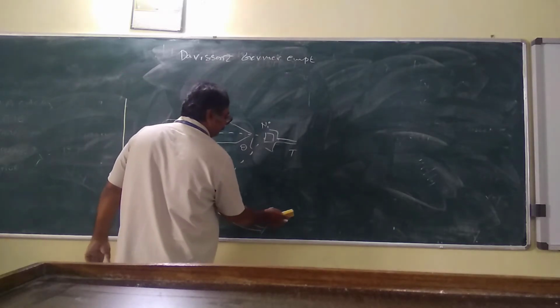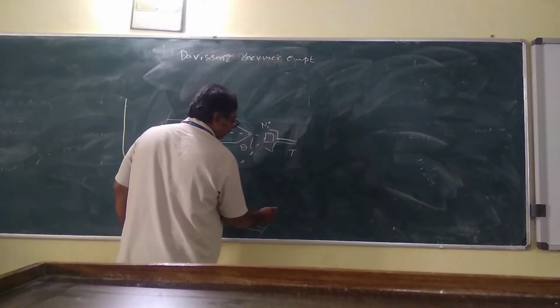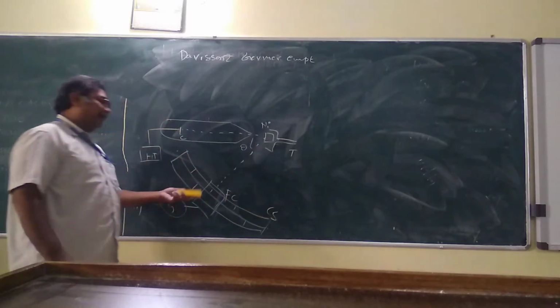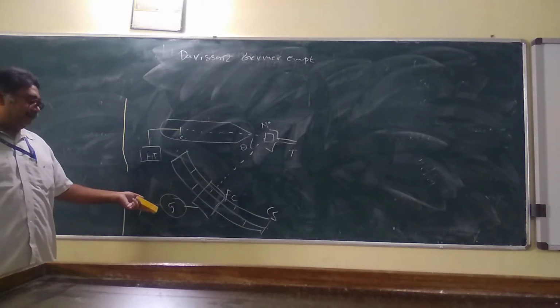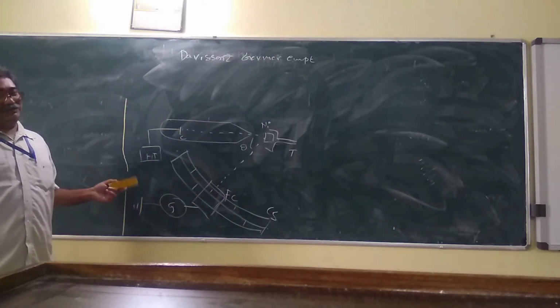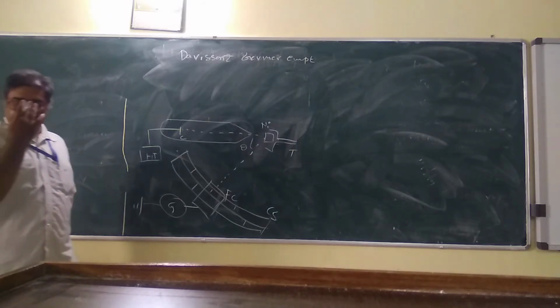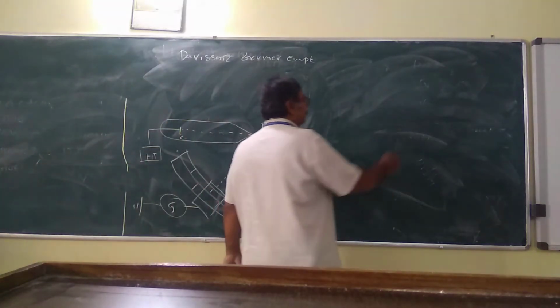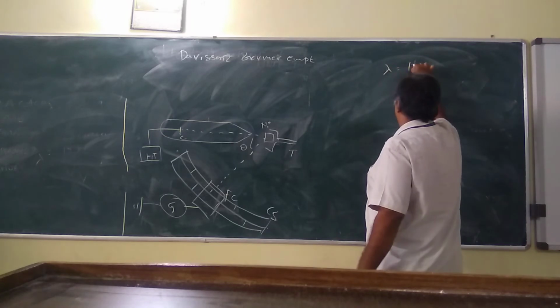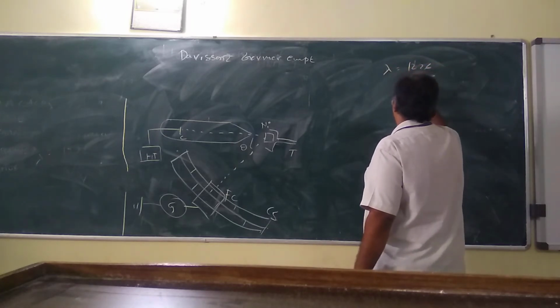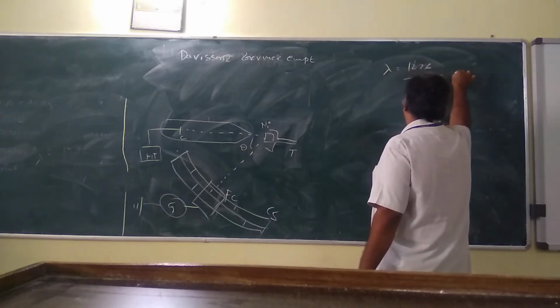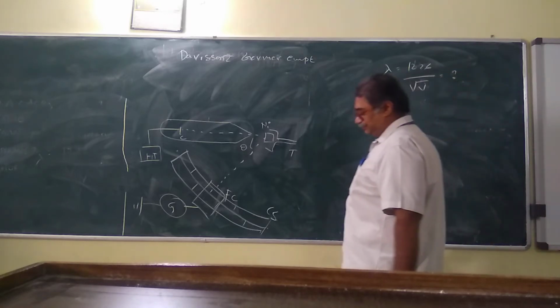A Faraday cylinder is mounted on a circular scale at different angles and different lengths, and it is connected to a galvanometer. From that we try to calculate the voltage, and we try to find out whether lambda equals the equation given by 12.26 by root V. Is it going to give the wavelength of an electron?